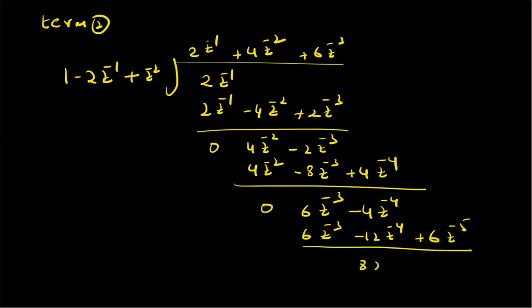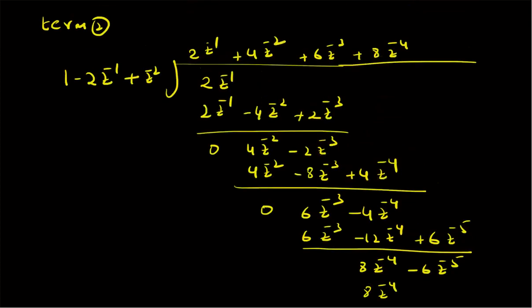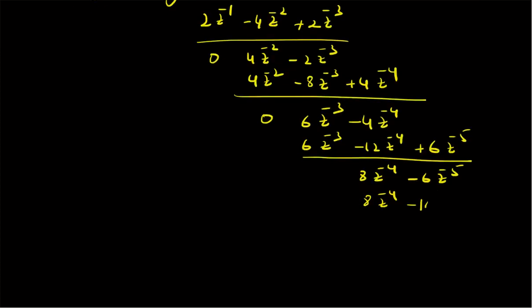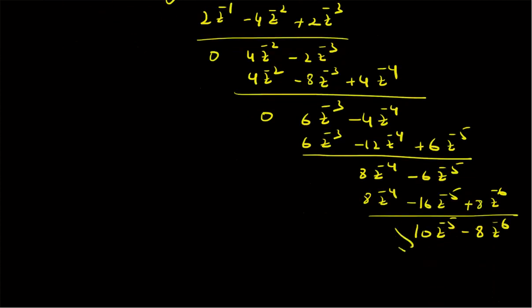So the difference is 8z^-4 minus 6z^-5. So you have another 8 into z^-4. So again we will have 8z^-4, and then minus 2 into 8, that is minus 16z^-5, and then plus 8z^-6. So the difference is 10 into z^-5 minus 8z^-6. So the next term will be plus 10z^-5, and the terms and the division continue on.